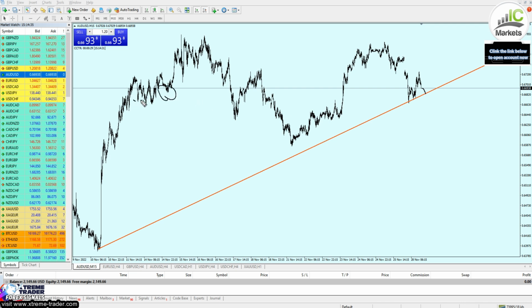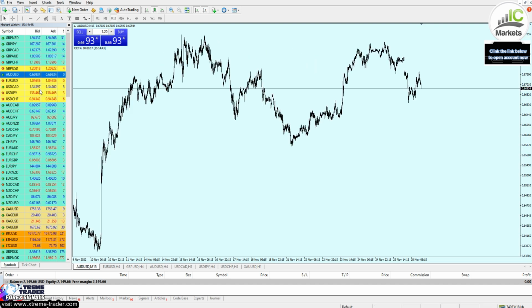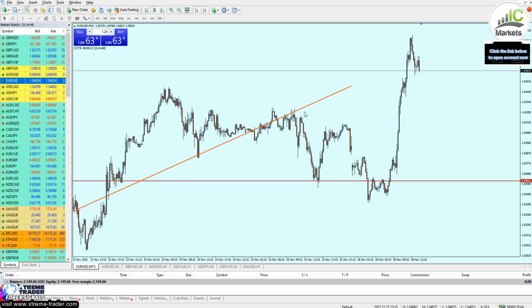If there is any strong key support level matching up along with this level, then place your buy order. If not, then don't place any trade. Meaning AUDUSD is most likely going to continue the fall. Let's avoid it. Let's go to the EURUSD.